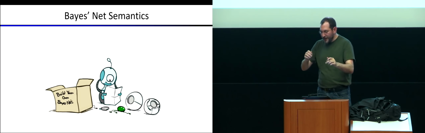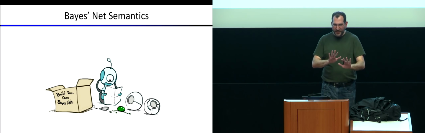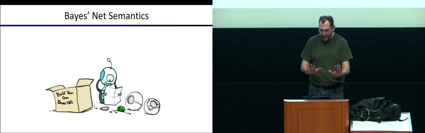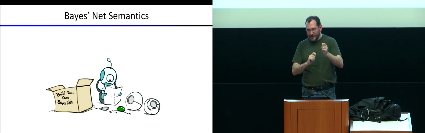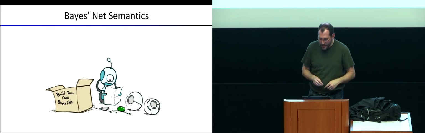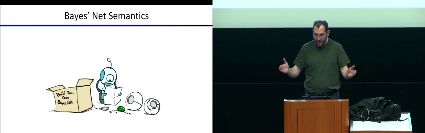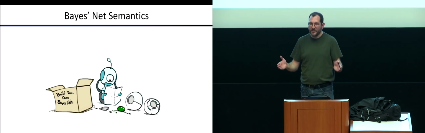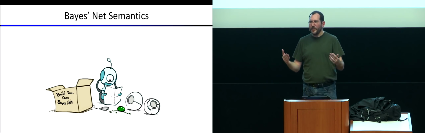We just saw an intuitive example of building at least the graph part of a Bayes net and thinking about arrows as capturing direct influence. And now what we're going to talk about is, for a given Bayes net, what does it mean? What joint probability distribution does it encode? And how do we know that?